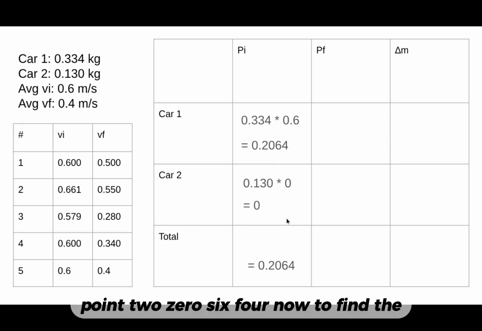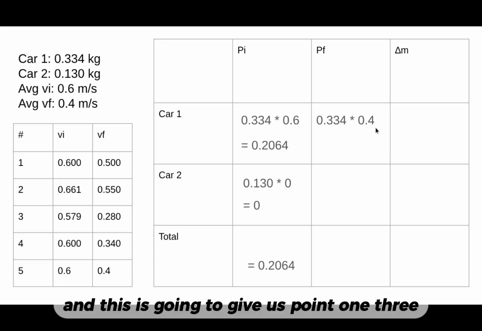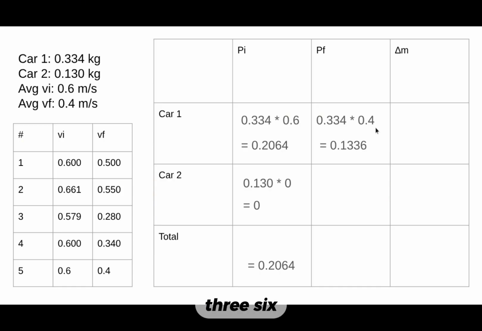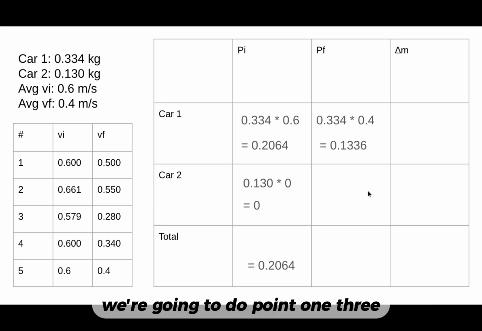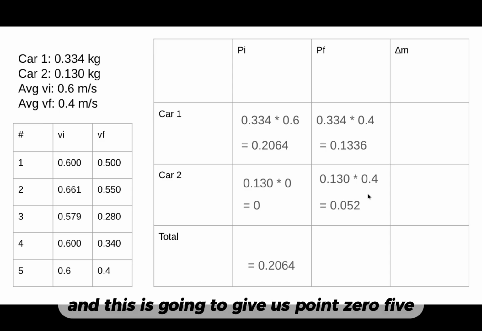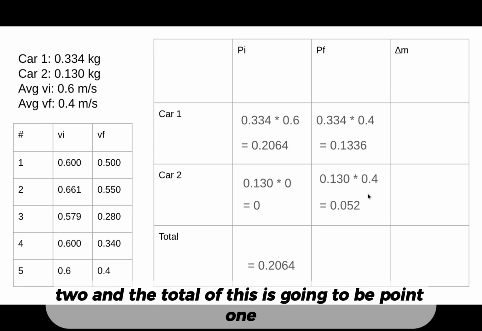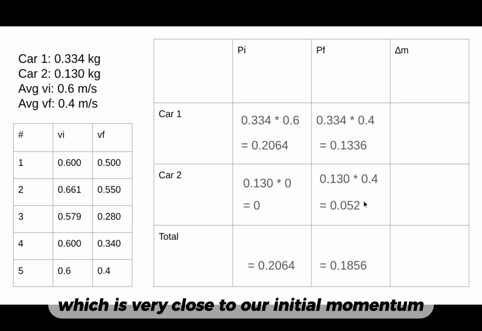0.2064. Now to find the final momentum after the collision, we're going to do 0.334 times 0.4, and this is going to give us 0.1336. Now to find the final momentum of car 2, we're going to do 0.130 times 0.4, and this is going to give us 0.052. And the total of this is going to be 0.1856, which is very close to our initial momentum.